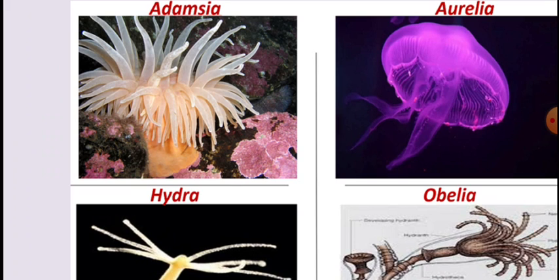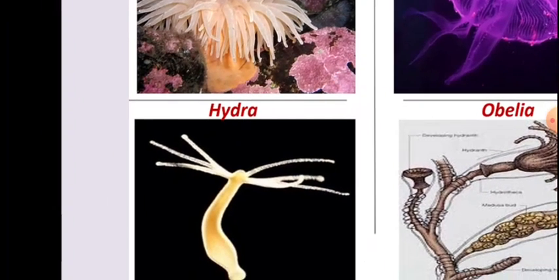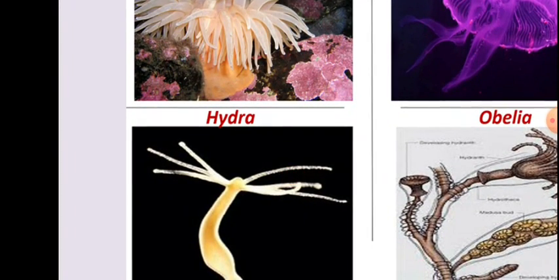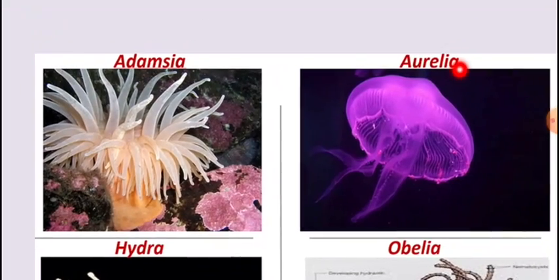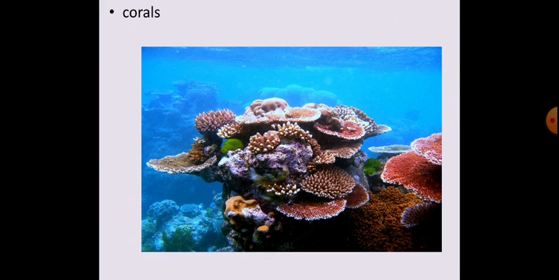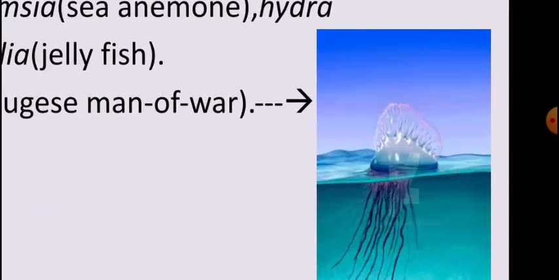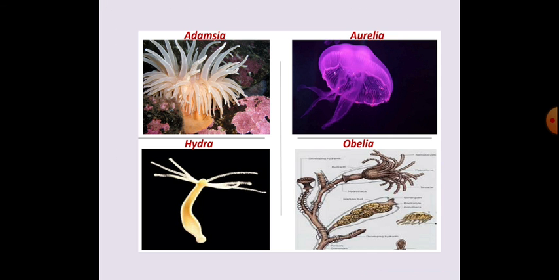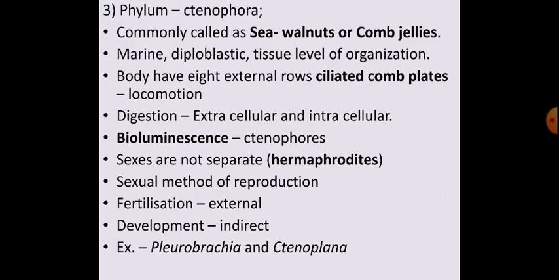Aurelia, everybody knows this. This is aurelia, jellyfish. Hydra again. This is a polyp. This is polyp. This is polyp. Whereas this is medusa, umbrella shape. This is also medusa. No need of drawing diagrams. So examples of phylum Coelenterata are Physalia, commonly called Portuguese man of war, then Adamsia, called sea anemone, Aurelia, called jellyfish, Hydra and Obelia.